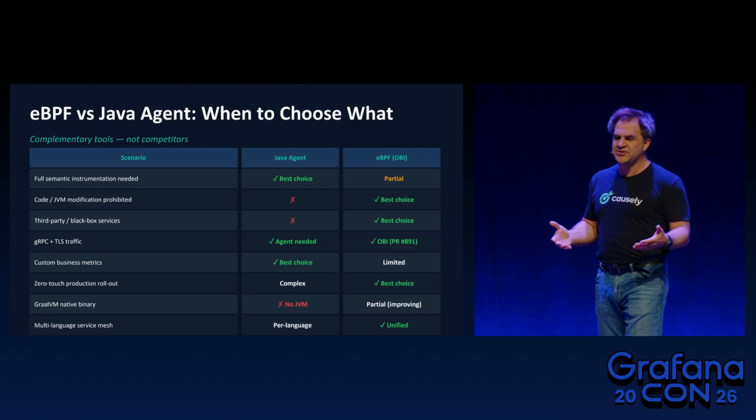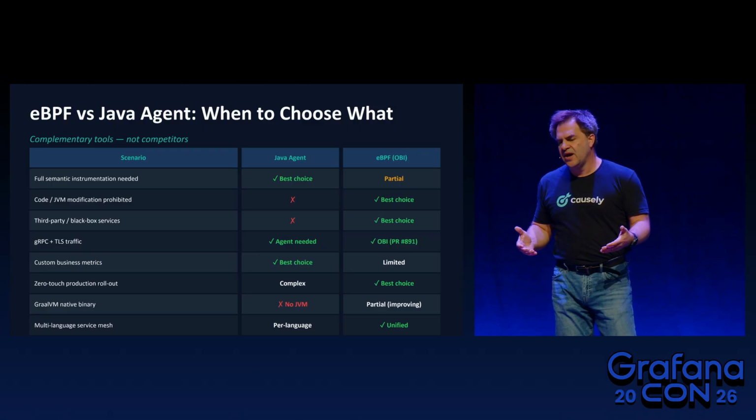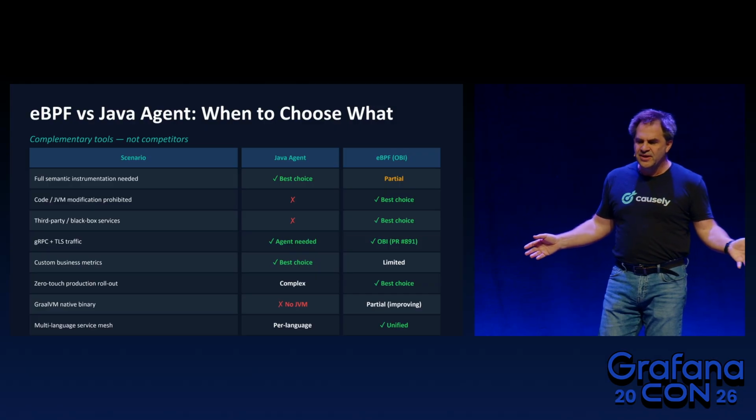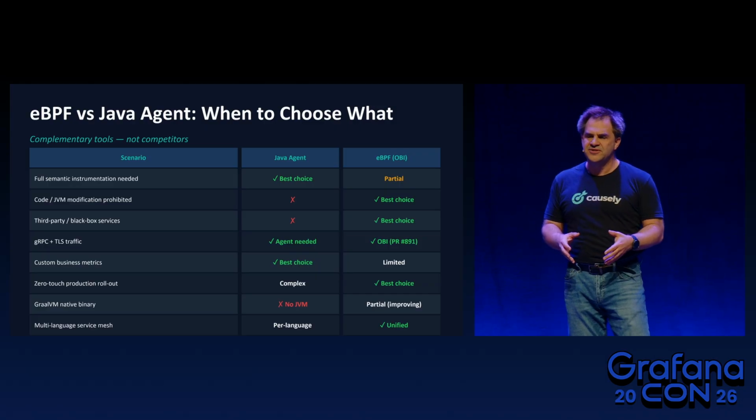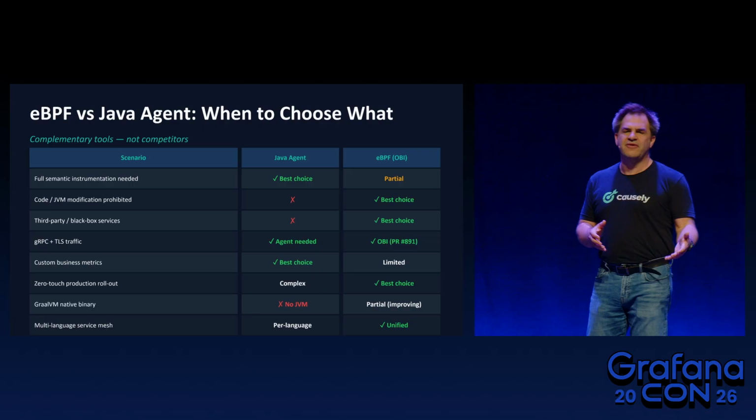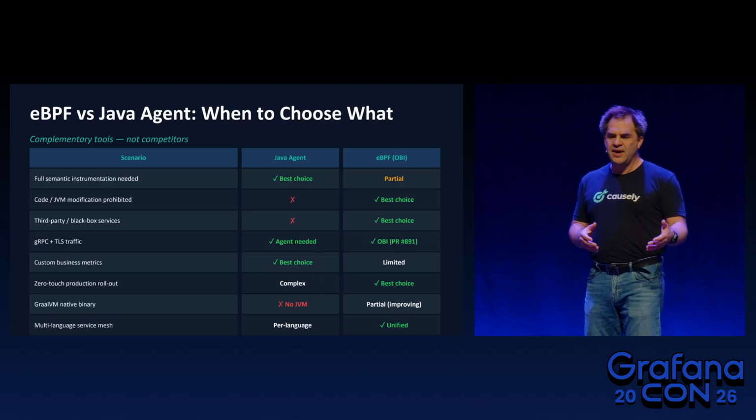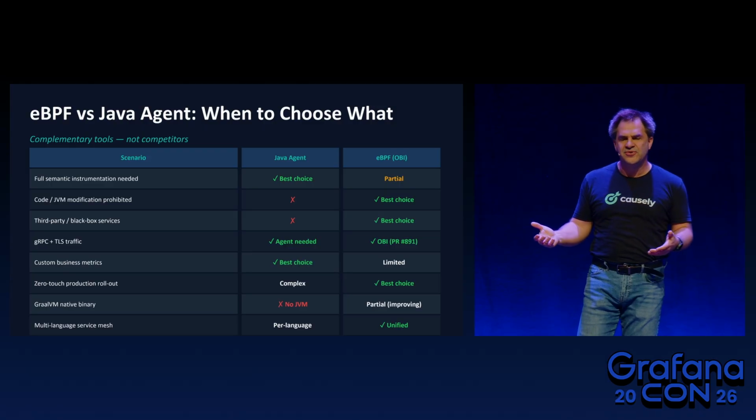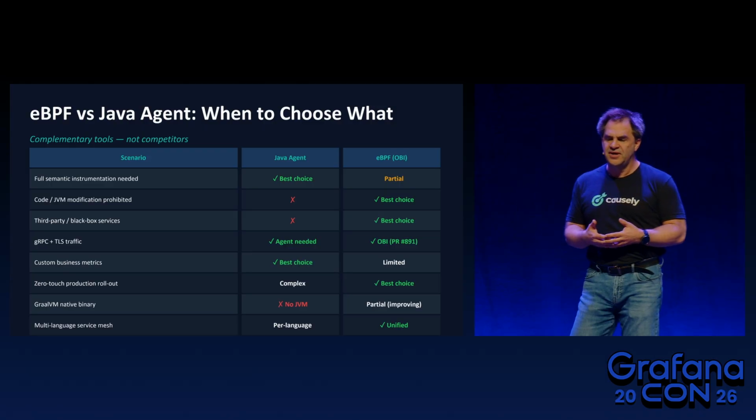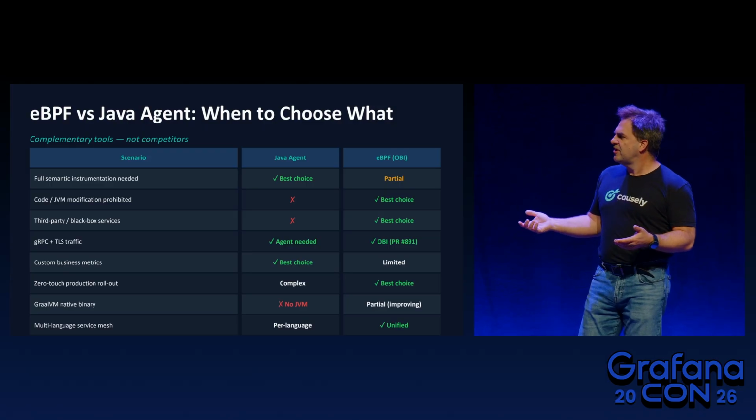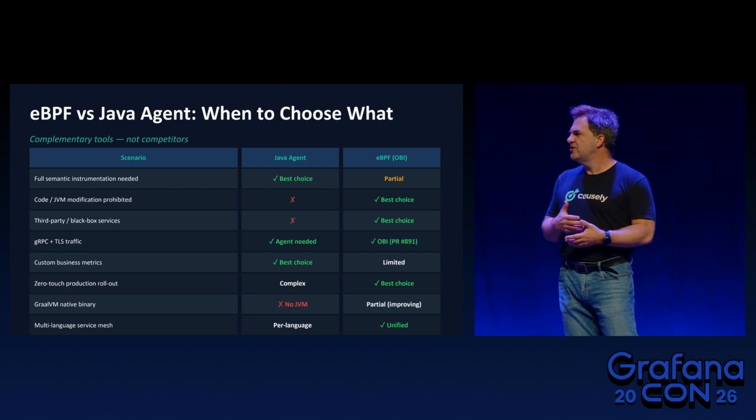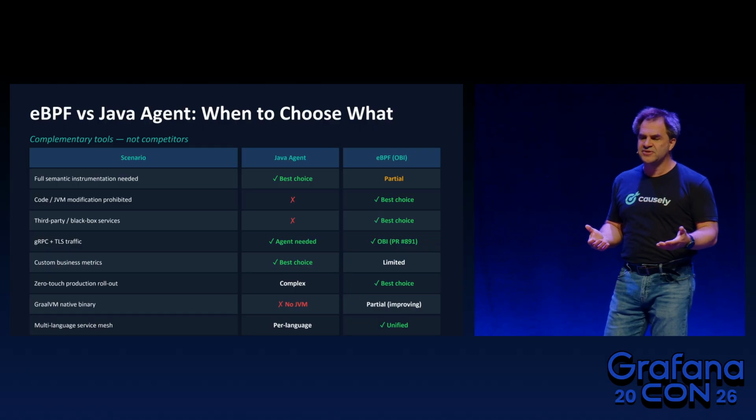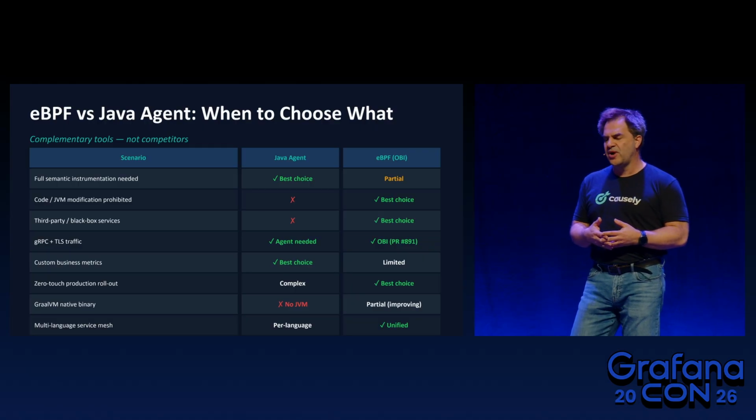There are a couple of cases where, if you want to fully instrument every single library, and especially if you have custom business metrics, then the Java agent is probably a better choice. But conversely, if you cannot modify the code, if you're running third-party applications, and even more interestingly, if you just want zero-touch, day-zero instrumentation of all of your applications, then OBI and Beyla is probably the best choice.